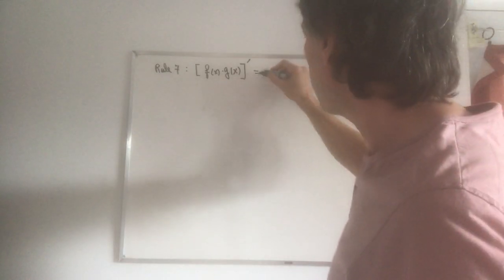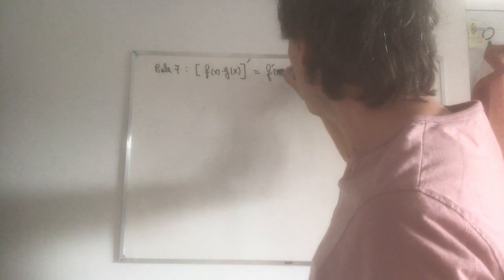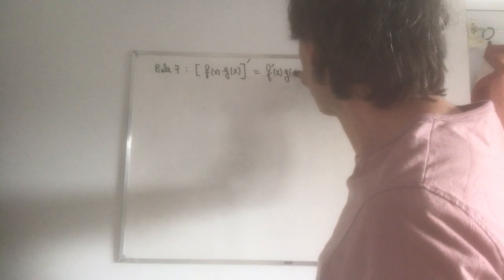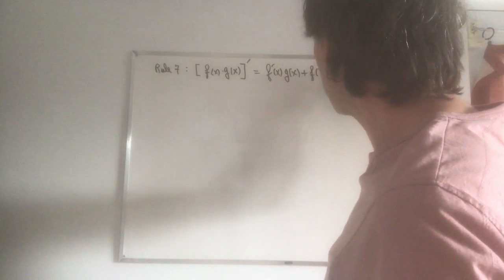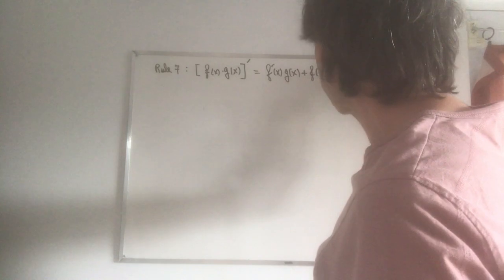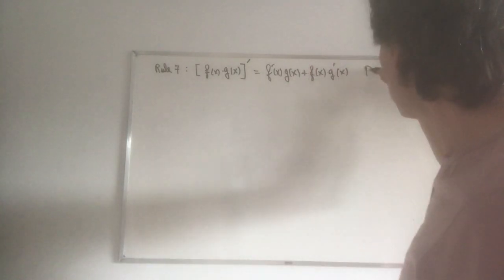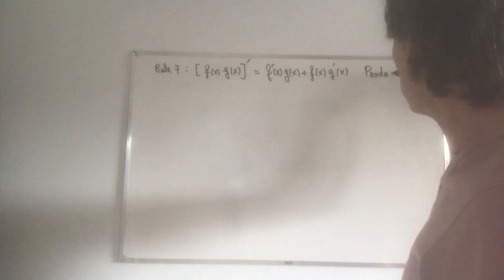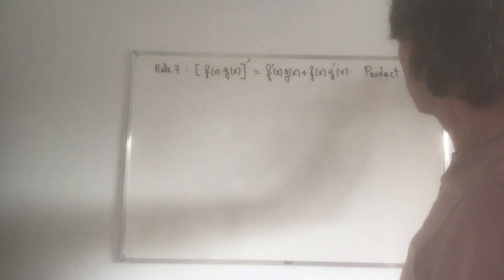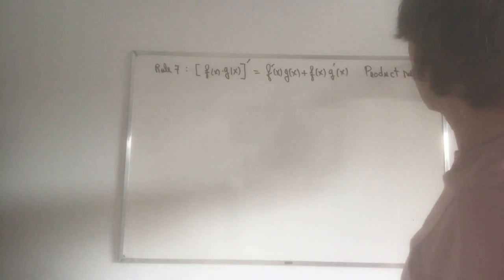So just to summarize, rule 7, the one we just saw, is the derivative of f times g. And we just found out from the previous whiteboard that this is f prime g plus f times g prime. Good. So this is known as the product rule, the one we just saw. The product rule. Okay, so rule 8.